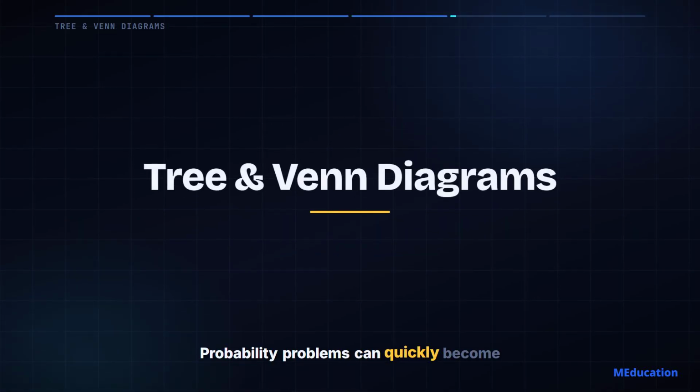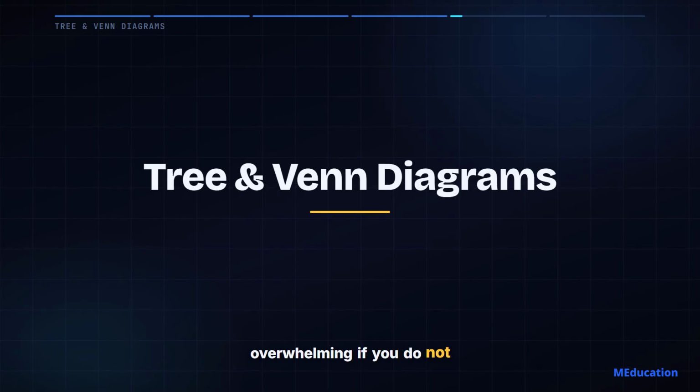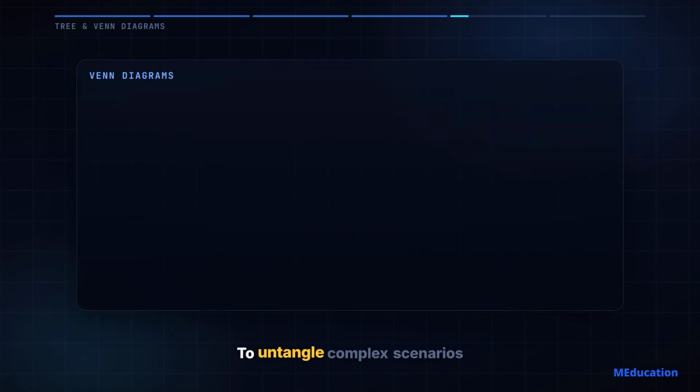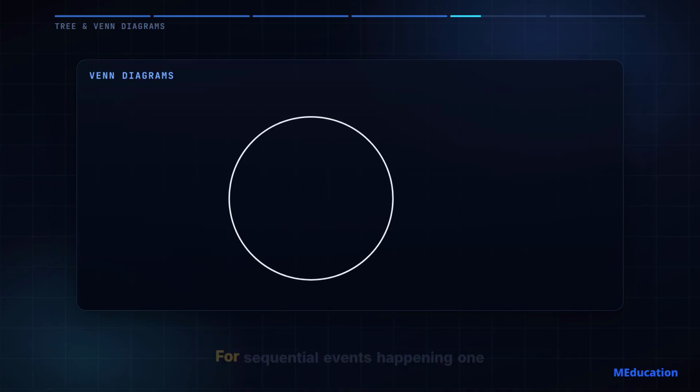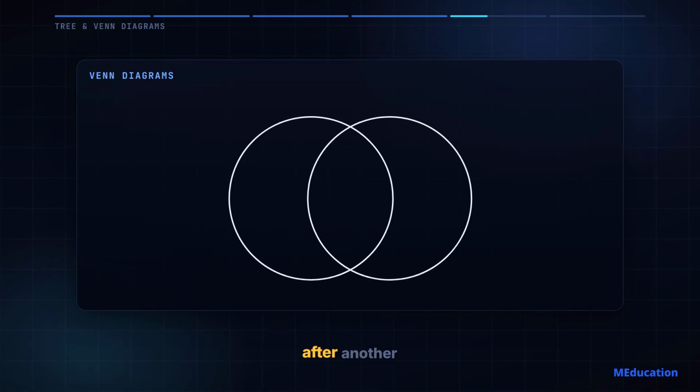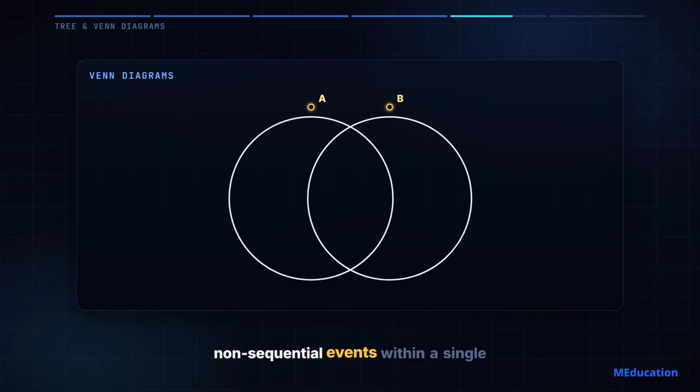Probability problems can quickly become overwhelming if you do not know which tool to apply. To untangle complex scenarios, you will master two powerful visual frameworks. For sequential events happening one after another, like drawing multiple items without replacement, you will construct fully labeled tree diagrams. But for overlapping, non-sequential events within a single population, you will build Venn diagrams. These visual models allow you to map out overlapping conditions and solve complex problems without getting lost in the algebra.